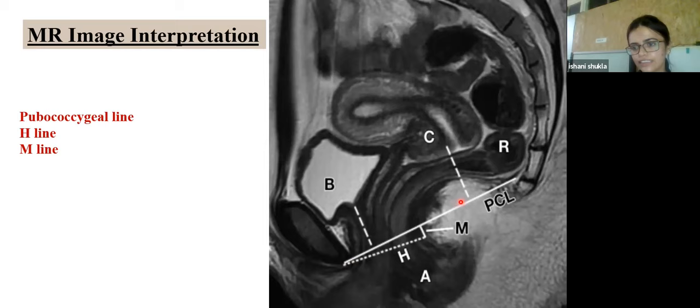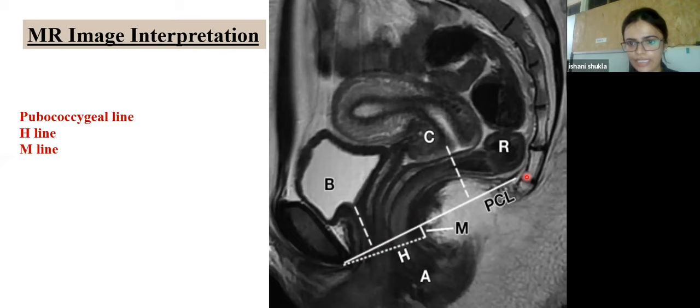And this line we should see in both the rest as well as during the straining phases to assess the prolapse. Also, for seeing the prolapse, we have to use a few reference points in each compartment. So for the anterior compartment, which is the bladder, we have to see the posterior and inferior most part of the bladder, and a perpendicular line is drawn to the pubococcygeal line.